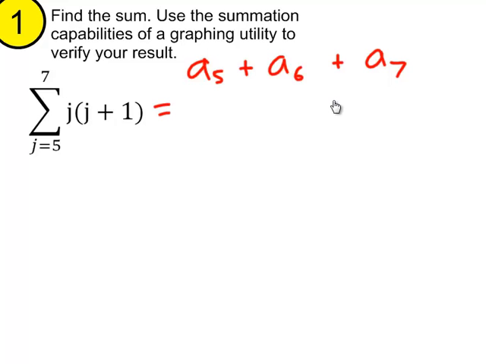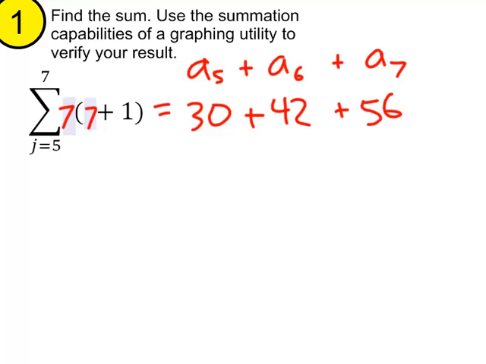And as far as what each of those terms equals, to find the 5th term, plug in 5, and we get 5 times 5 plus 1. Okay, that's going to give us 30. And then the next term, 6 times 6 plus 1, that's going to give us 42. And finally, 7 times 7 plus 1, that's going to give us 56. And that gives us 128. And that's 2 to the 7th power.